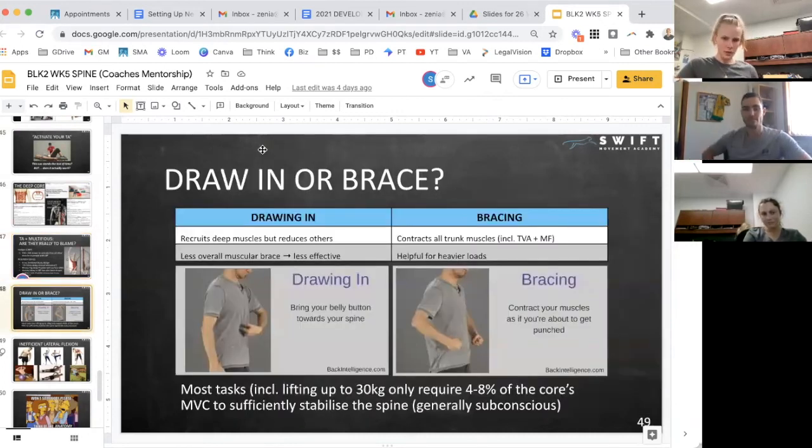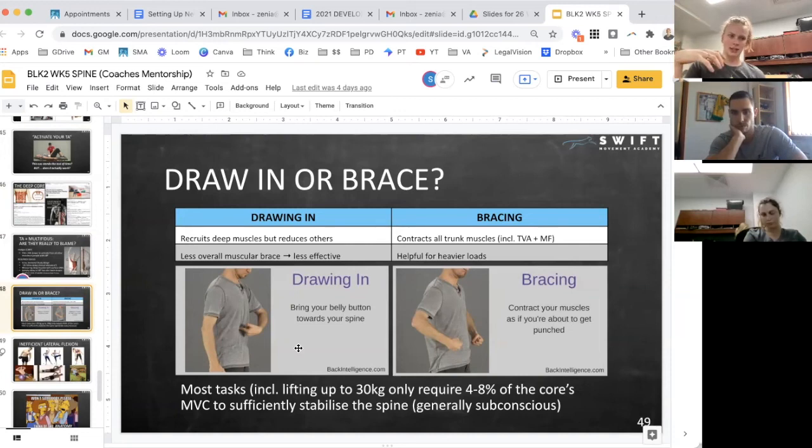And then we come to whether you draw in or you brace. So this drawing in, trying to do what you generally think of, like the T-zone or whatever, with your transverse abdominis and bracing that, it will recruit your deep muscles, but it actually reduces the recruitment of any other trunk core bracing stabilizers. And it's therefore less overall effective for recruiting the core as a unit.